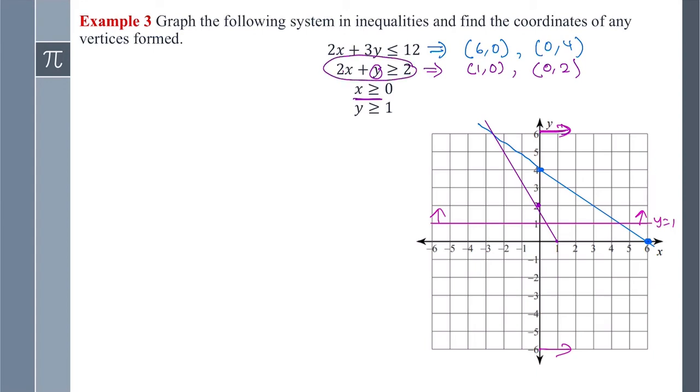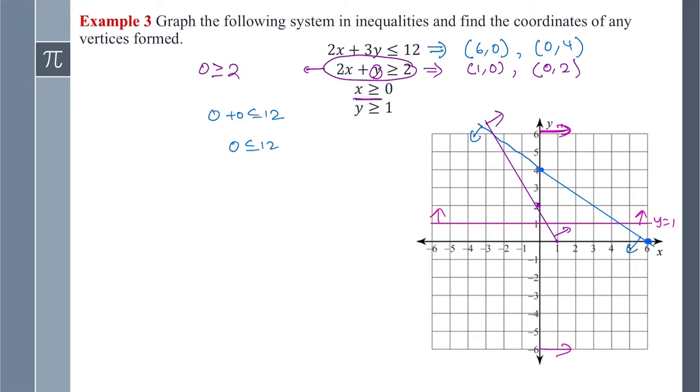If we take the test point (0, 0), we get 0 is greater than or equal to 2, which is a false statement, so it cannot include the 0, so it has to go away from there, so it's in this direction. And then for the blue line, if we take (0, 0) and test, we get 0 plus 0 is less than or equal to 12, which is 0 is less than or equal to 12, so we include (0, 0), so it's in this direction.